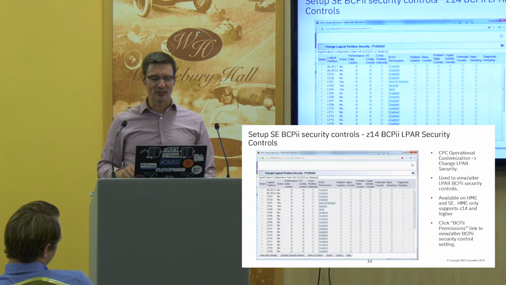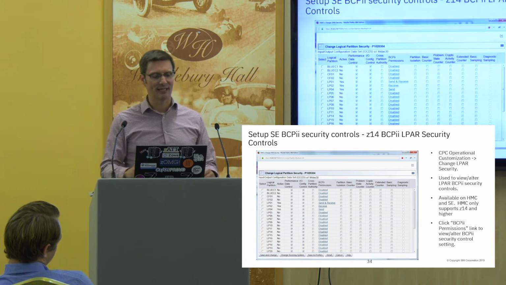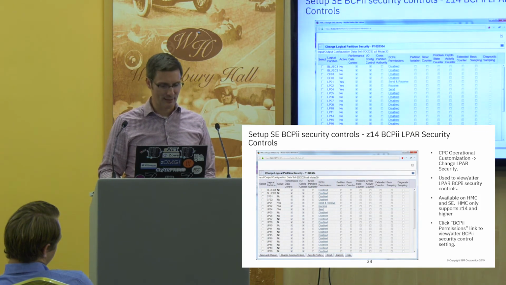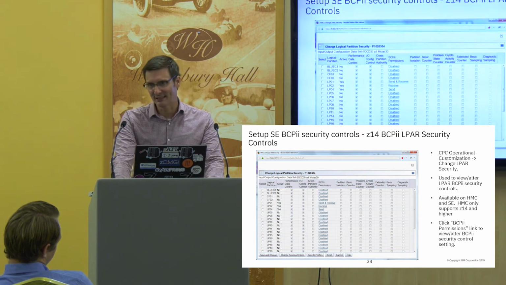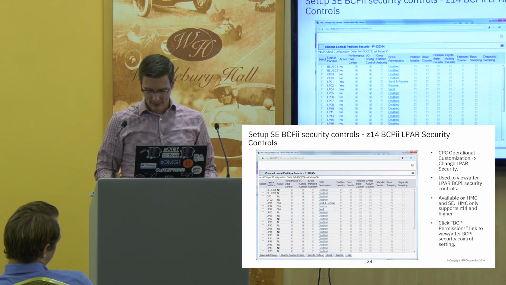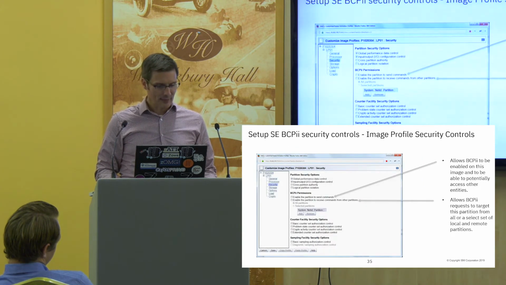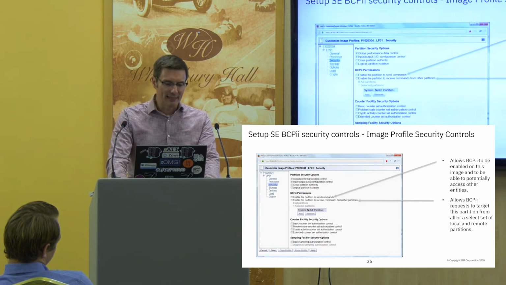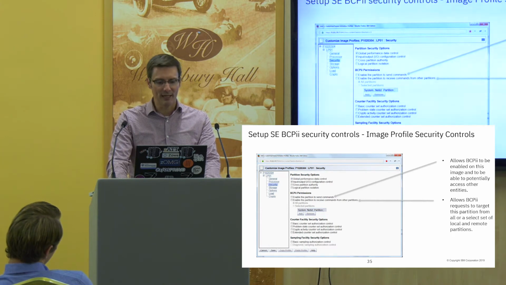Now here's the more interesting one. In the middle column you'll see a thing called BCPii permissions. It's about the seventh column over. BCPii permissions didn't exist prior to Z14, and this is a hot link. If you click on the word disabled or send and receive, for example, for LP01, about the fifth row down, you would see this panel. And this panel allows you to say what kind of BCPii authority I have.